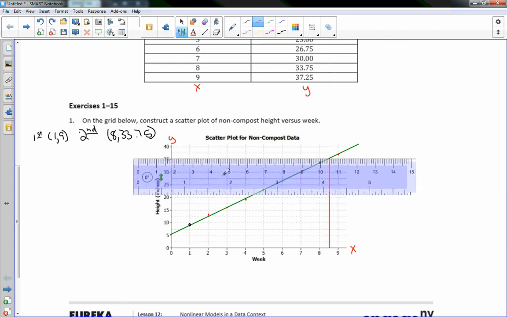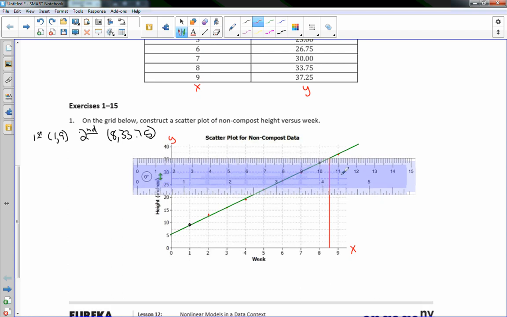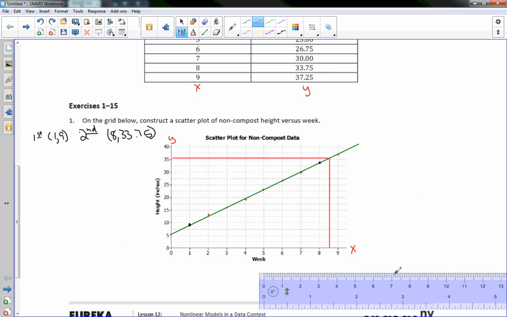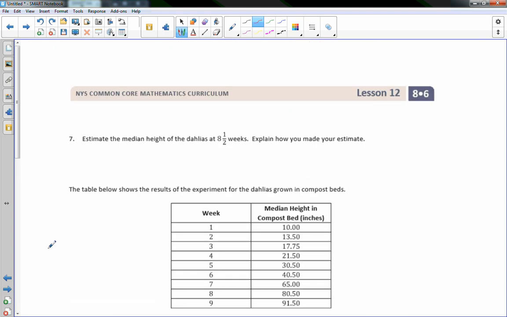And I'm going to bring this over. I'm going to put it right where that red line meets the green, right here. And I'm going to draw a line over here, and that is going to tell us the y value when x was 8.5. And it's a little more than 35. So I'd say about 35.5 would be my approximation. So when I go back here and answer that question, estimate the median height, I would say it's approximately 35.5 inches.